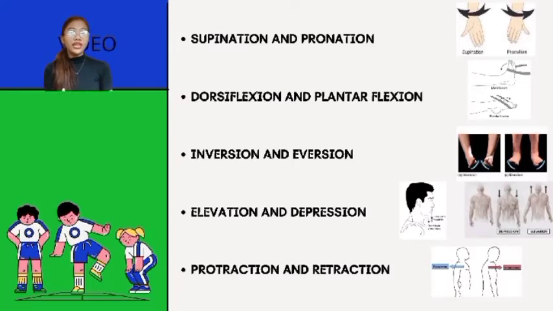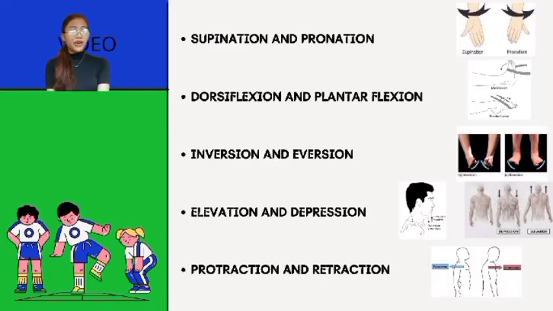While eversion is to evert, which is to turn outward. Okay, next is depression and elevation. Depression refers to movement of a body part in an inferior direction or moving downward. Elevation refers to movement of a body part in a superior direction or moving upward.